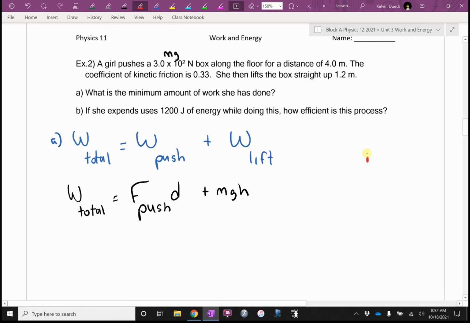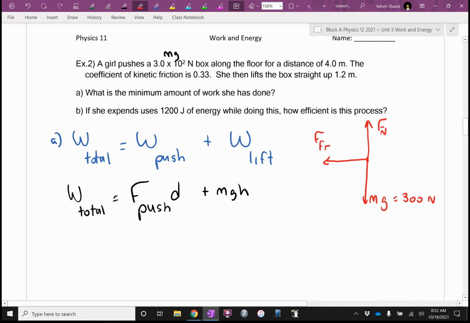Okay, so I'm going to go mg, and that's 300. And I guess there's a normal force. I don't see any hint of a hill here, so I'll assume the normal force is equal to mg. What else? Which way? Okay. What else?